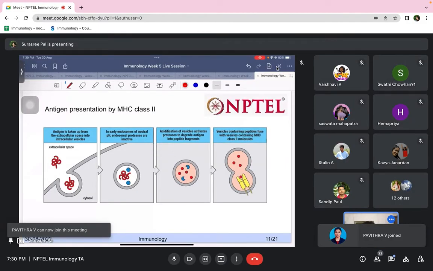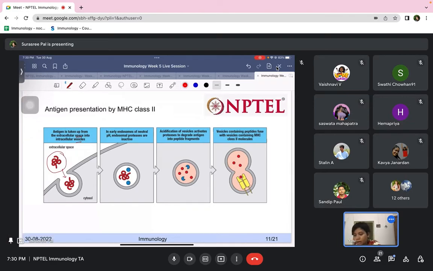What happens here, you can see that since it is an extracellular antigen, the antigen is taken up by endocytosis into the cells, right? And in early endosomes, the pH is neutral. So here the endosomal proteases are inactive, but the proteases will be functional once the pH is acidic.